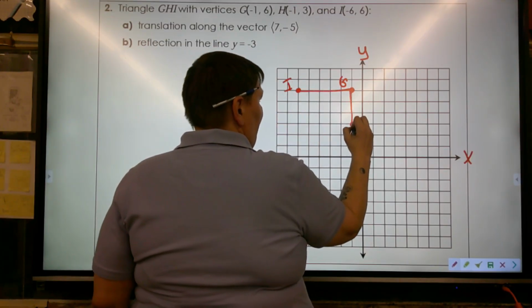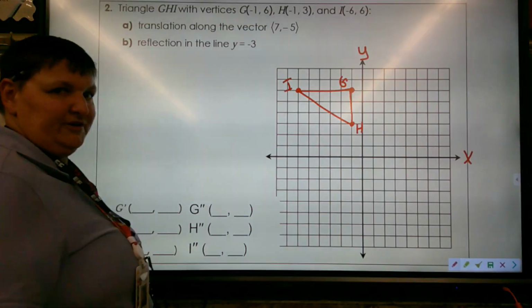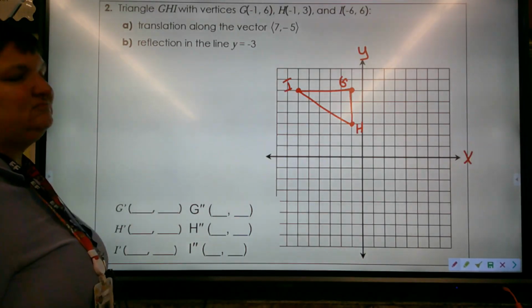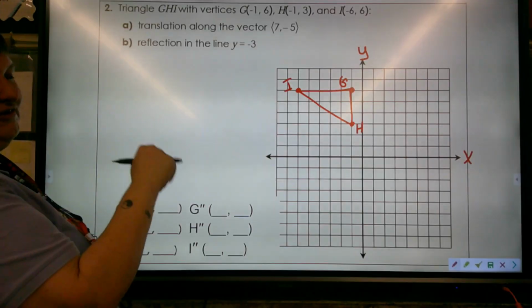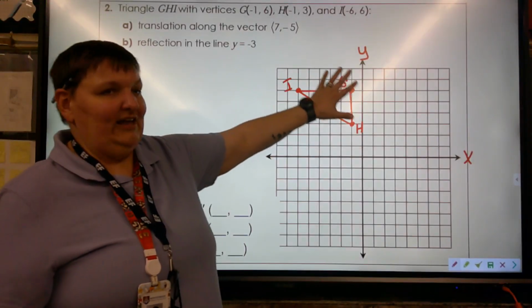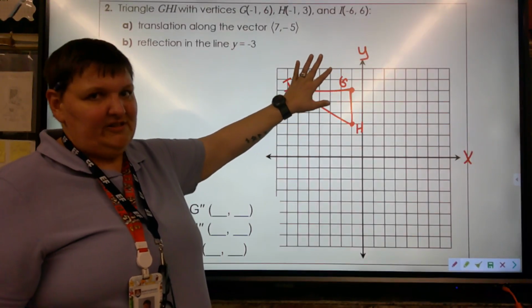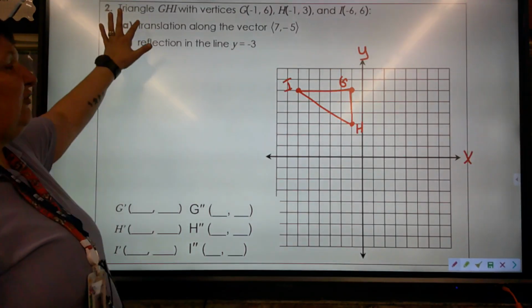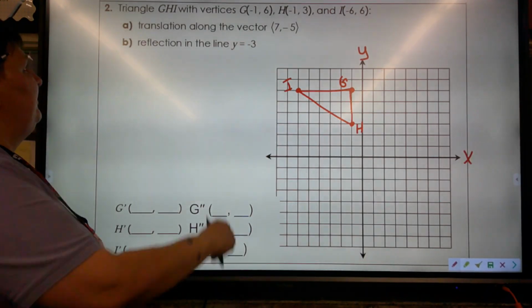There's our triangle. Pretty good for not having a ruler. Don't judge me, they'll get worse. All right, we have our pre-image labeled, graphed, plotted. Everything's good to go. Now we're following in order. Remember, one at a time.